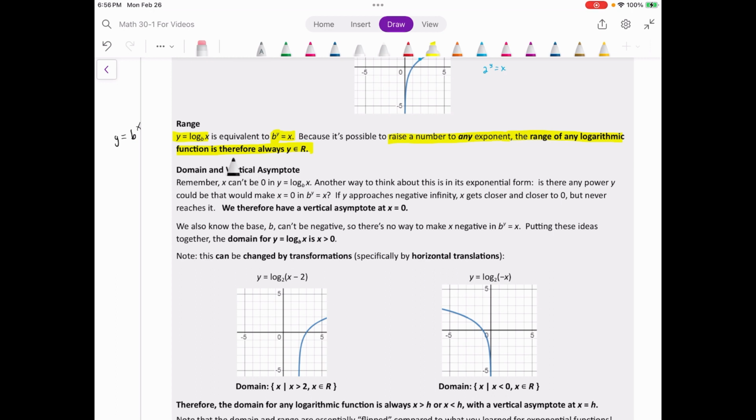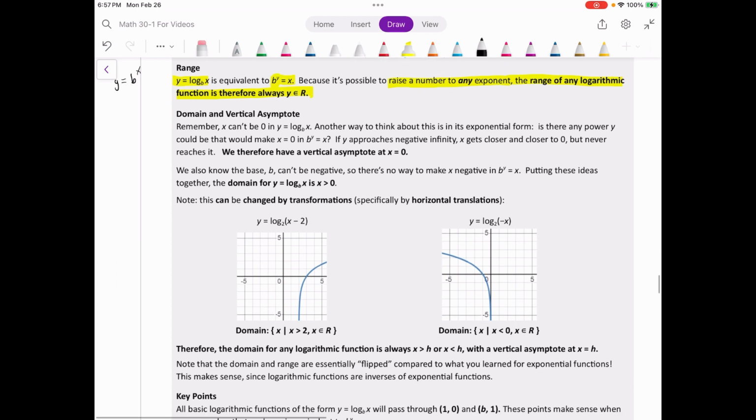This makes a lot of sense because remember, when we take the inverse, we're swapping x and y, and therefore we're swapping domain and range. So since exponentials had a domain of all real numbers, it makes sense that logarithms would have a range of all real numbers, because logarithms are just the inverse functions of exponentials. They swap x and y, so they swap domain and range.